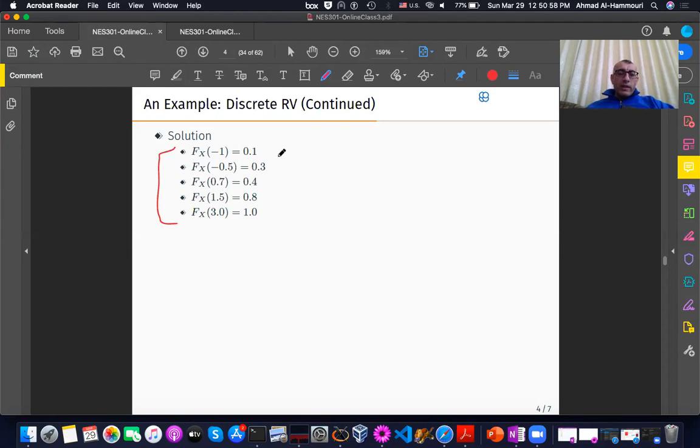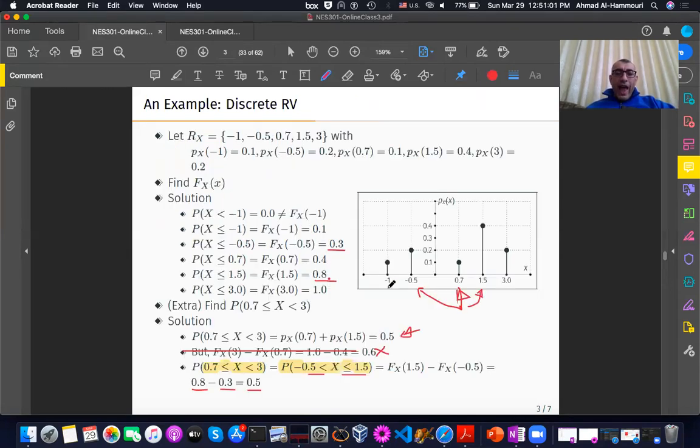Okay, but let me go back here. Suppose I have x in here. What's f of x of this value? Whatever it might be, it is the probability that the random variable is equal to this value or less than it. Again, there are no points, so this is zero. Any point you take from minus infinity to minus one, f of x of it is going to be zero. Now, f of x of minus one, as we said, is 0.1.